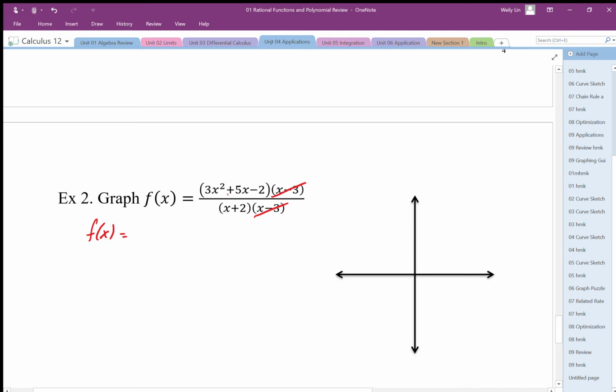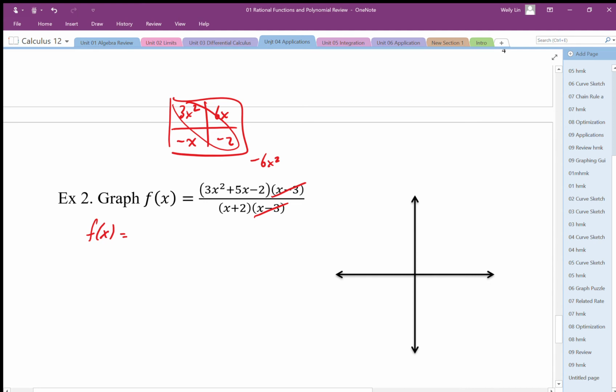So when I factor this expression, 3x squared plus 5x minus 2, I'm just going to do my box method of factoring here. Okay, I know this diagonal is equal to negative 6x squared. So I know this other diagonal also has to multiply to negative 6x squared, but add to positive 5. So I'm going to use 6 and negative 1. That's going to multiply to negative 6x squared, and this will add to positive 5x.